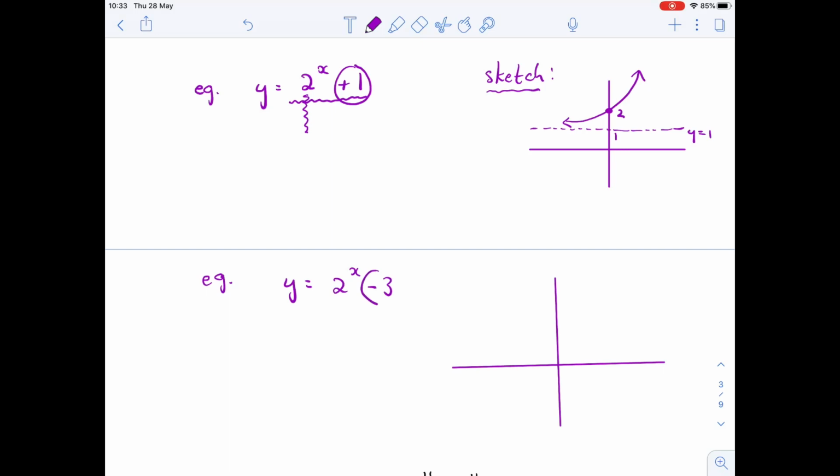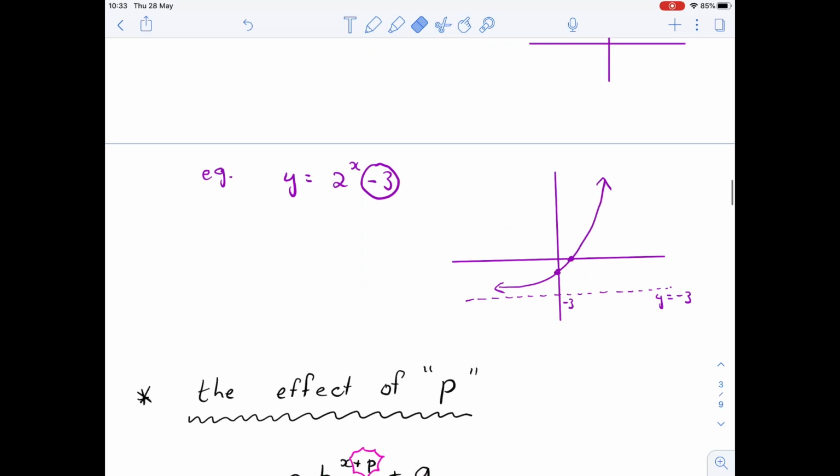Once again, let's focus on the q here. It's minus 3. So that means the whole graph is moving down 3 units. My asymptote now is the line y equals minus 3. And because it's still a positive b, positive 2, it climbs up. And we would then need to go and work out what the y-intercept was and the x-intercept. Okay, get rid of this here. Okay, so that's the effect of q.